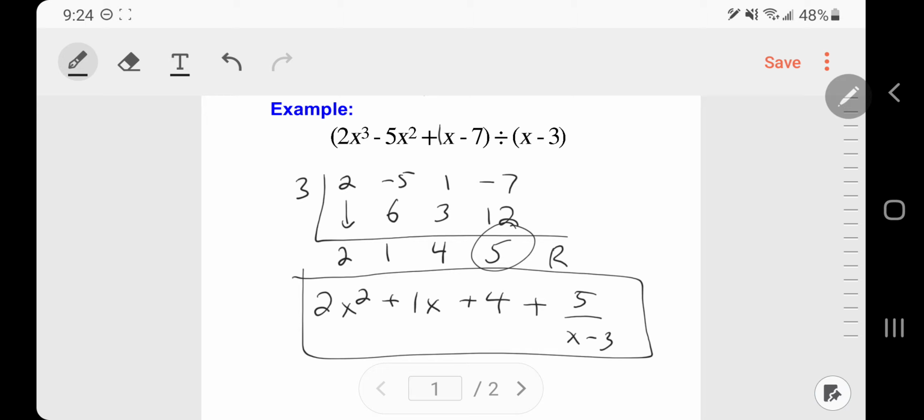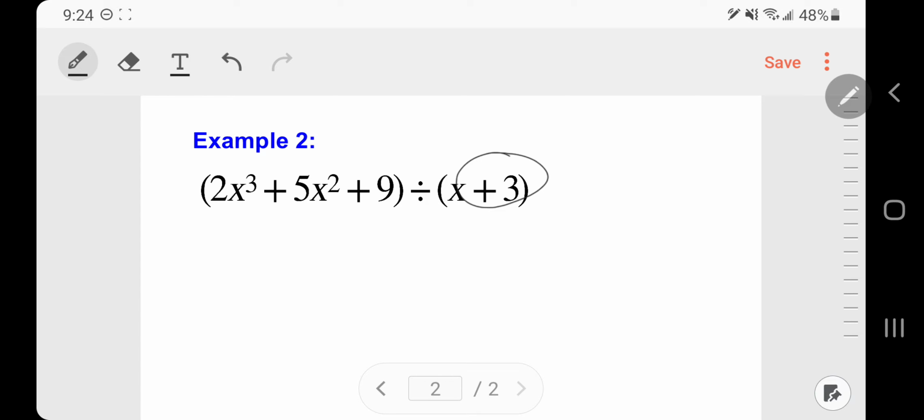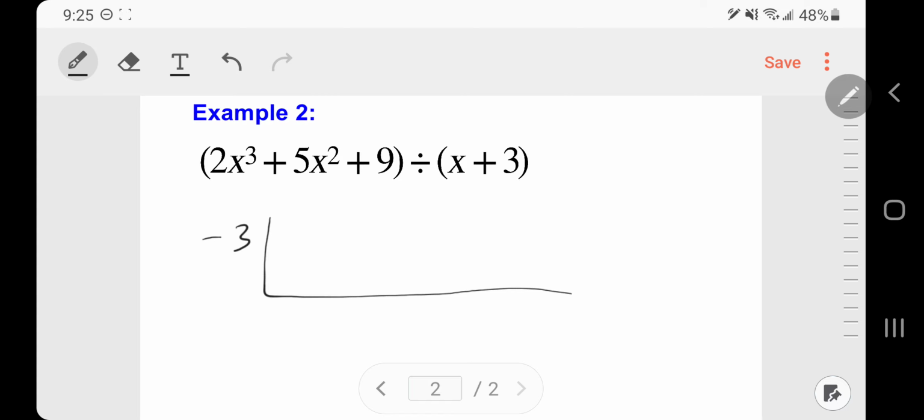All right, let's take a look at another example. Okay, so again, first thing I want to do is write my opposite sign of my divisor. So x plus 3 is going to become a negative 3. That's pretty much, again, the root. And now I'm going to set up my question here. All right, so I have 2x to the third. So I put a 2. I have 5x squared. Put a 5. Now here, if you notice, it jumps from x squared to not having an x. That means we're missing our x to the first term, or our x term. Okay, so what that means is we're just going to put a 0x as a placeholder. So it's just going to be a 0 as where our x term would go. And then we have our 9.